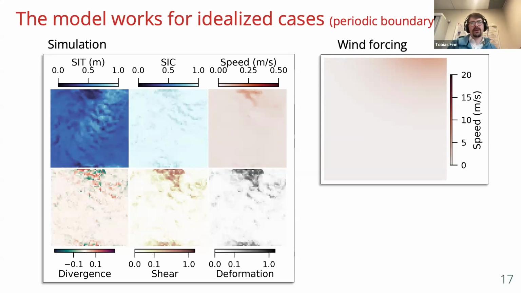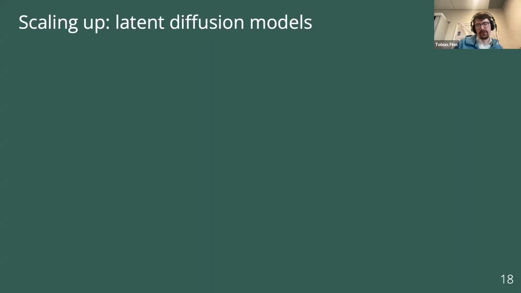Now comes the very big question: how to scale this model up? Here I've deliberately chosen a model that just works on a 64 times 64 grid points. In diffusion models and generative modeling, a problem is really how to scale these models. An option that is very popular for image generation and computer vision are so-called latent diffusion models.